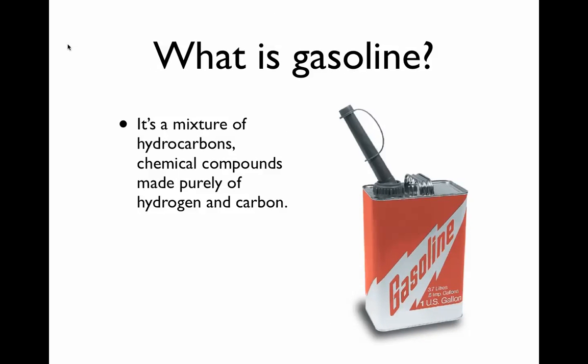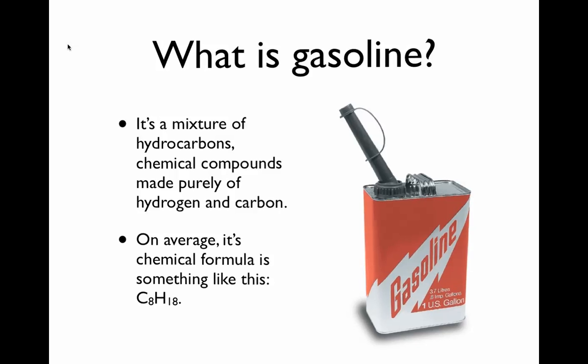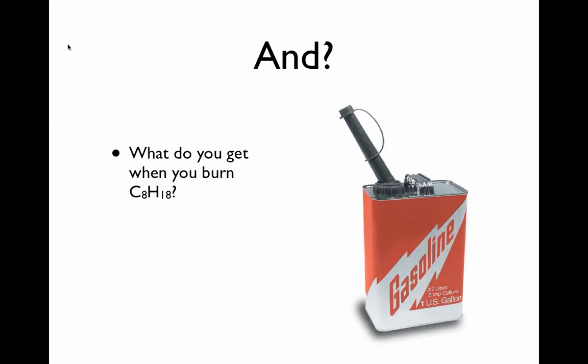So, what is gasoline? Well, it's a mixture of hydrocarbons, chemical compounds made purely from hydrogen and carbon, organic compounds. On average, its chemical formula is something like this: C8H18, that is octane. And what do you get when you burn octane? You get carbon dioxide and water.